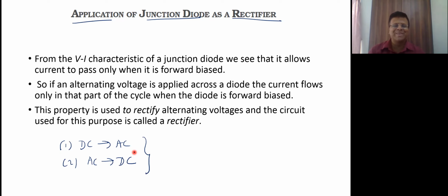Okay, okay. So they are correcting it. Sir, AC to DC hai. Okay. AC to DC conversion. Okay.